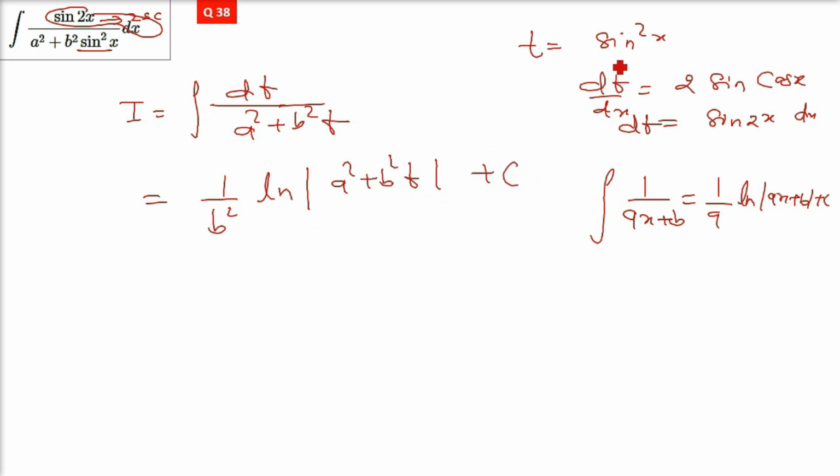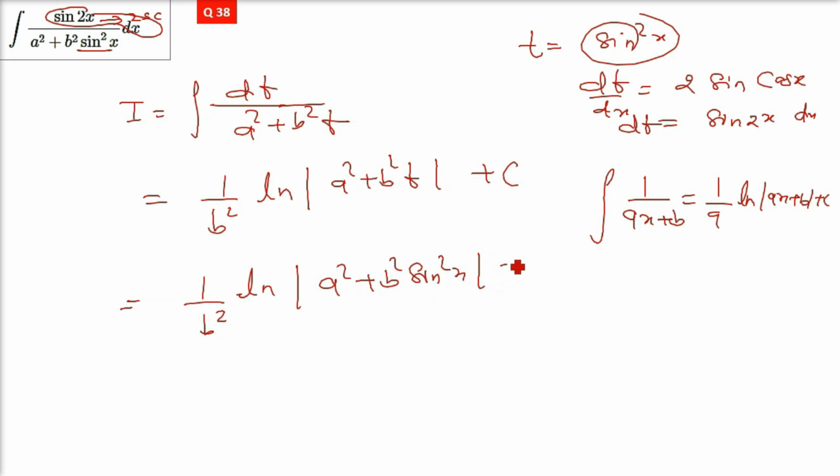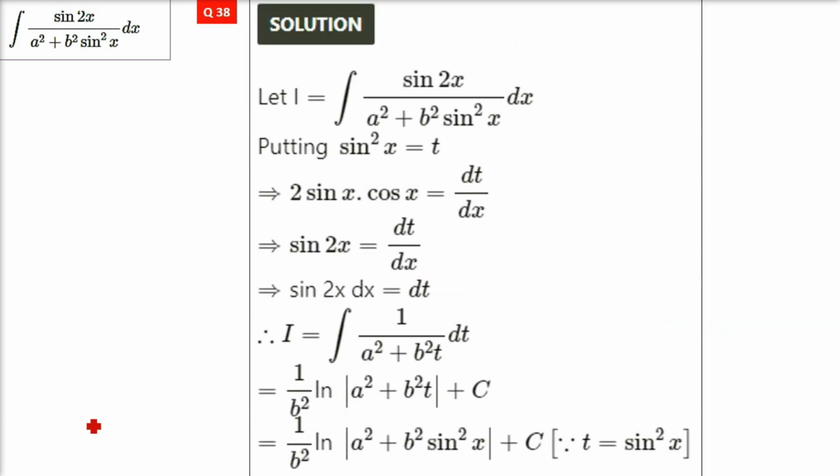One more step is remaining. T was sin square x, which we assumed. Replace t by sin square x. So 1 by b square ln a square plus b square into sin square x plus constant of integration is your final result, because t was sin square x initially we assumed. So this is the final result. You need to write exactly what I am showing you.